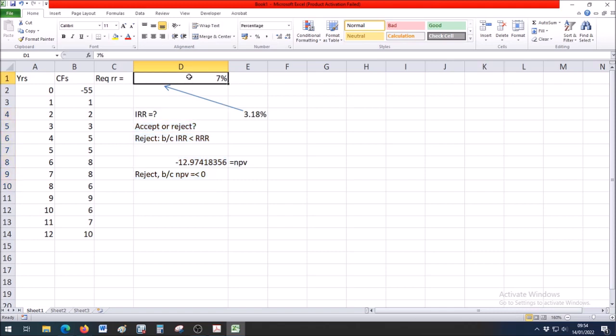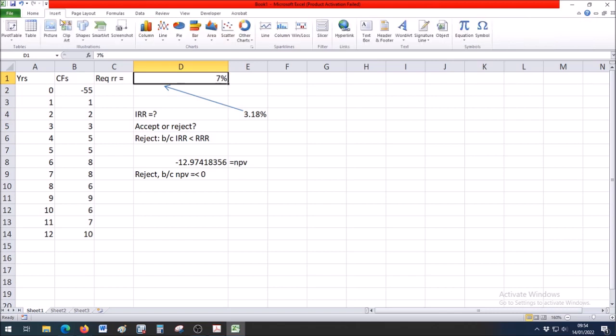Well, if I change this interest rate, if I decrease this interest rate, NPV is going to improve. And at one point, NPV will turn positive, allowing me to accept the project. Same with internal rate of return. If I reduce the required rate of return, at one point it will become lower than the internal rate of return, allowing me to accept the project.